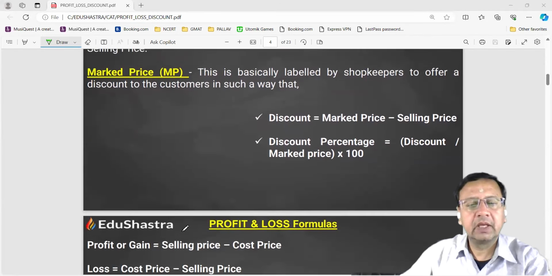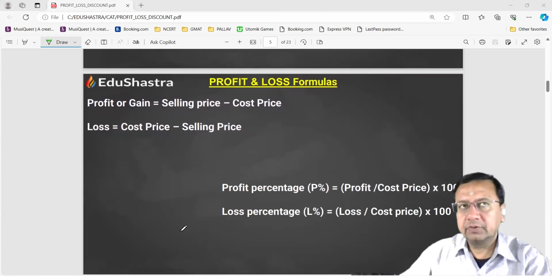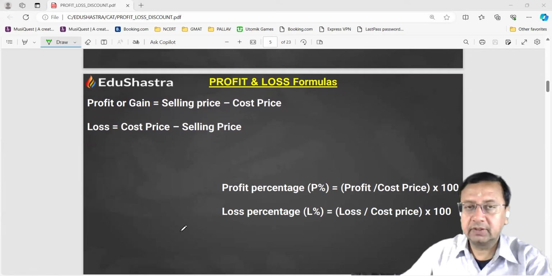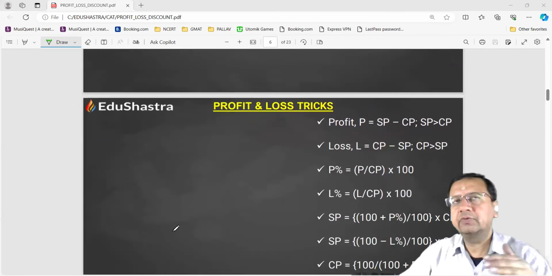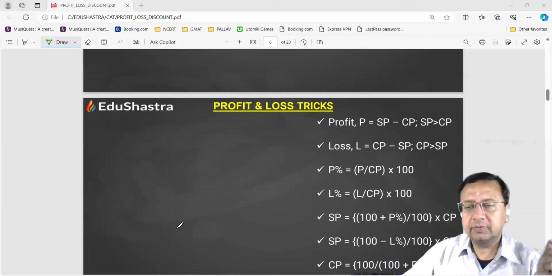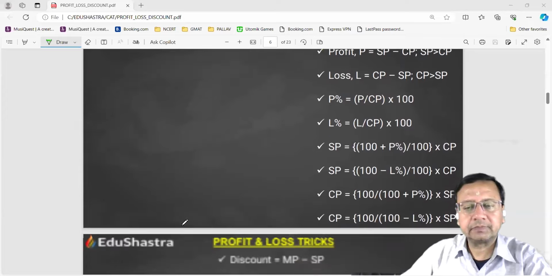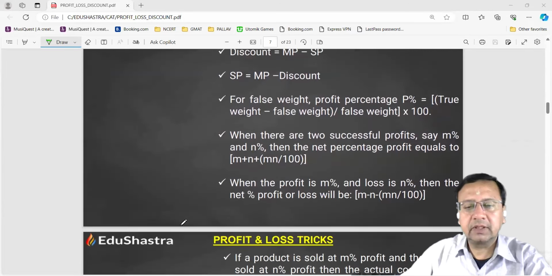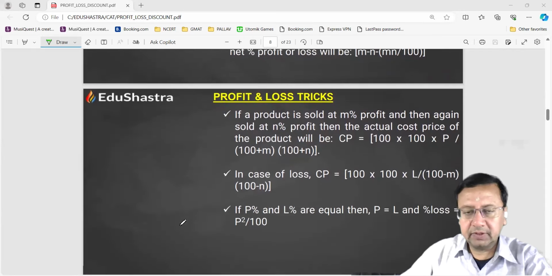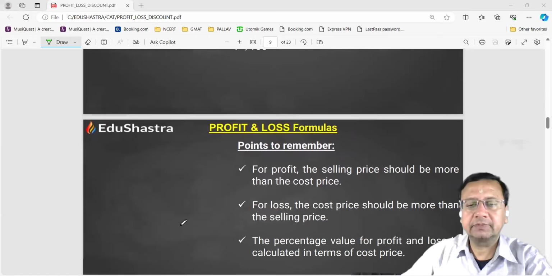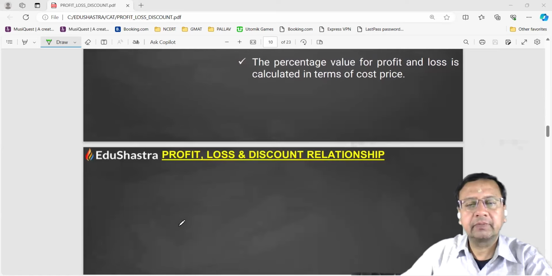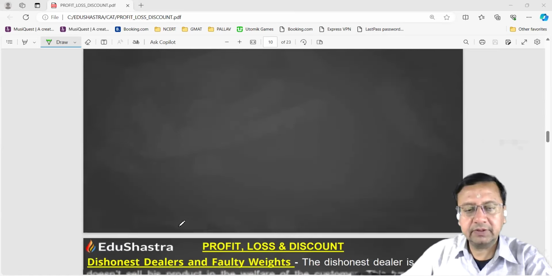And there are some relations and formulae. I suggest that rather than just memorizing the formulae, try to understand the logic. This is an application of only one thing, which is percentage. So instead of memorizing the formula, try to understand how we calculate the percentage: what will be the numerator, and what will be the denominator. These are different formulae, but try to understand the basic fundamental logic. We did the relationships in the previous session.